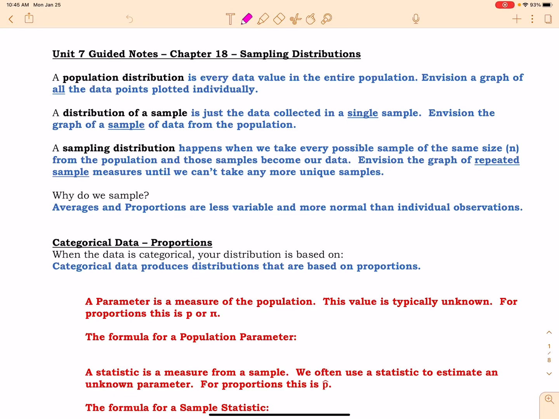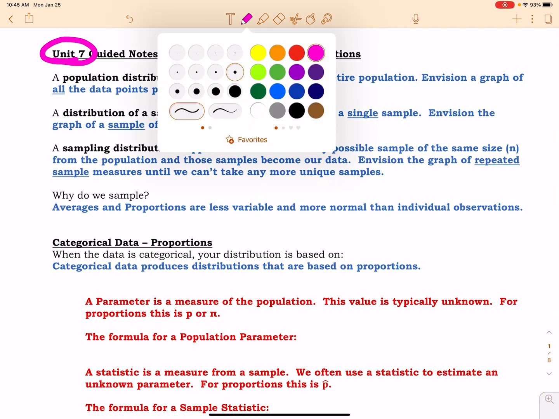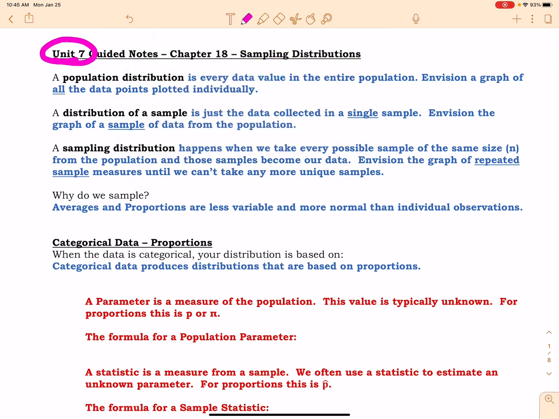AP Statistics, we have arrived at Unit 7. So we are going to talk about what Unit 7 entails, and you're just going to love it. This actually is a very important unit because all of our units coming up are kind of going to hinge on this idea of a sampling distribution, because we have to meet certain conditions in order to use the normal curve as a tool for our probability. So keep that in mind as we work through this stuff.